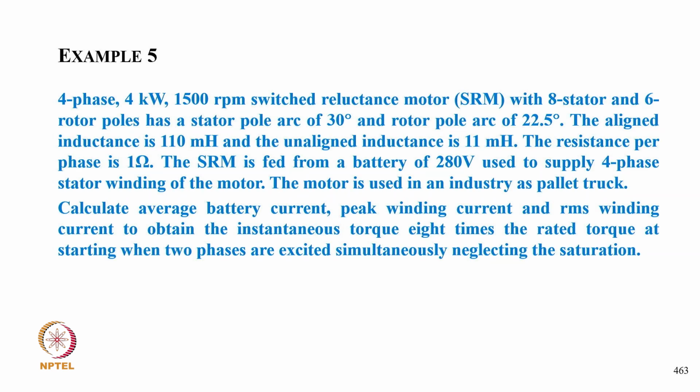Now coming to example 5. A 4-phase 4 kilowatt 1500 RPM reluctance motor with 8 stator poles and 6 rotor poles has a stator pole arc of 30 degrees and rotor pole arc of 22.5 degrees. The aligned inductance is 110 millihenry and the unaligned inductance 11 millihenry. Resistance per phase is 1 ohm. The SRM is fed from a battery of 280 volt used to supply the 4-phase stator winding of the motor. The motor is used in industry as a pallet truck. Calculate the average battery current, peak winding current and the RMS winding current to obtain the instantaneous torque 8 times the rated torque at starting when two phases are excited simultaneously, neglecting the saturation.